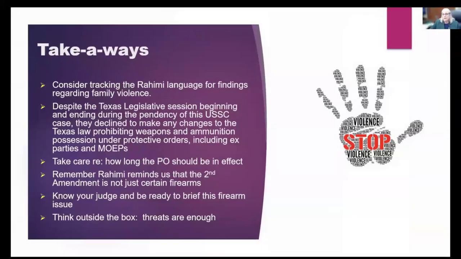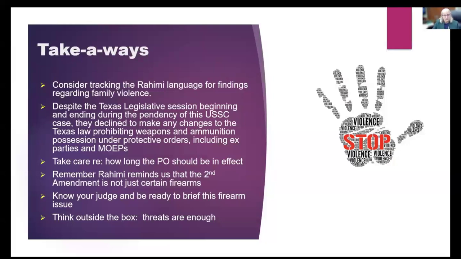And then a couple takeaways that we have here is to make sure that your protective orders will meet the Rahimi language, because we put gun disarmament in our protective orders, right? That's part of the language in the legislation. But in case somebody tries to appeal, you want to make sure you have the findings, the specific language that Rahimi uses in the Supreme Court opinion, in your protective orders.